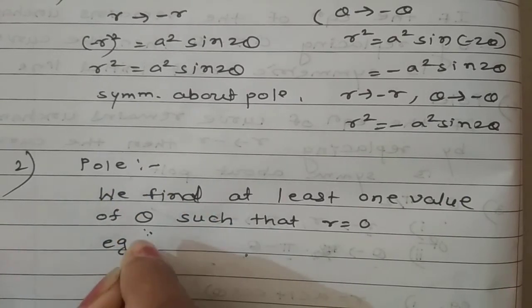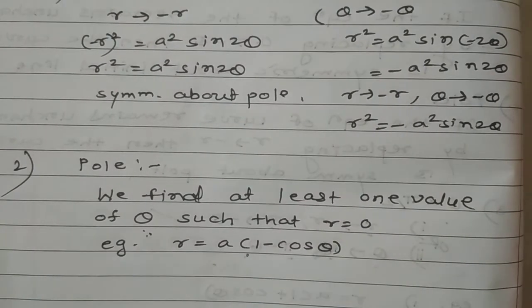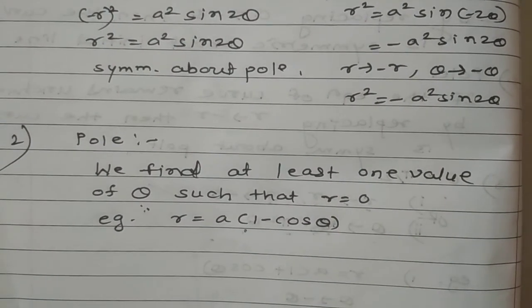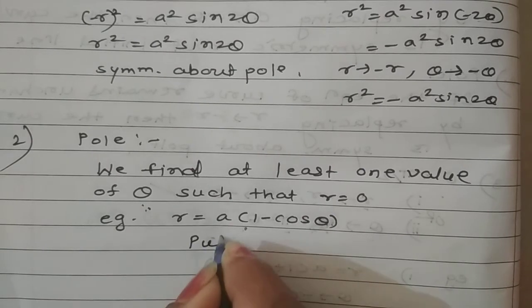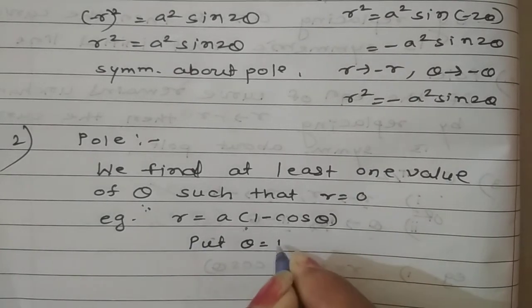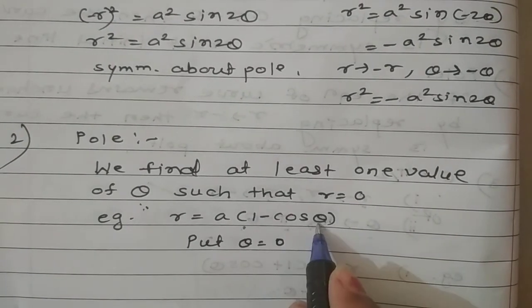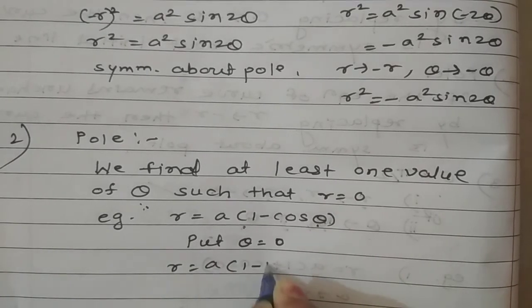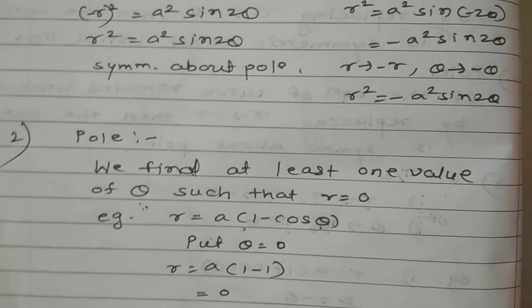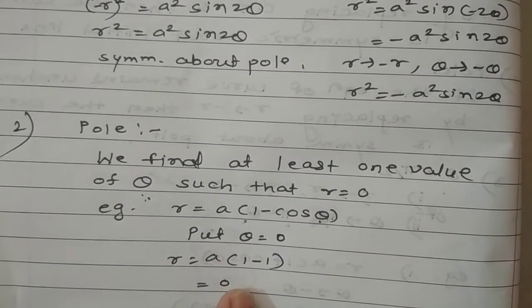For example, r equal to a into 1 minus cos theta. Now, if in this equation we put theta equal to 0, we know that cos 0 is 1, and therefore r equal to a into 1 minus 1, that is equal to 0. We get r equal to 0. Means at theta equal to 0, we get r equal to 0.